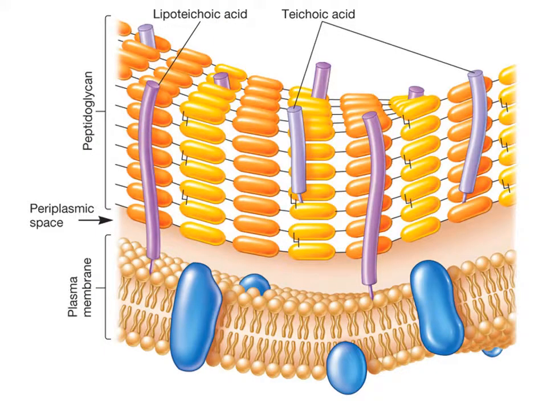Here we can see the relatively simple structure of the gram-positive cell wall. Note in purple the teichoic acids, which are found embedded in the peptidoglycan layer of the cell wall. And also note the lipoteichoic acids, which attach the cell wall to the plasma membrane.